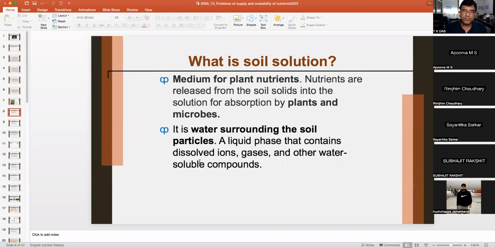Now, the next meaning of soil solution is the water surrounding the soil particle. Water surrounding the soil particle means the water which has not been lost by leaching or drainage, subsurface drainage. You can also say it is a liquid phase that contains dissolved ions, gases, and other water-soluble compounds. So you can see the meaning of solution. It can contain dissolved ions, gases, and other water-soluble compounds.